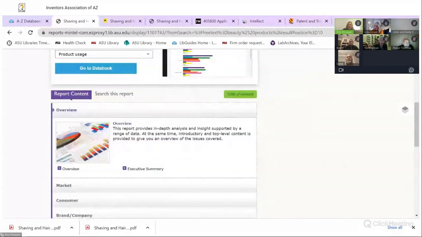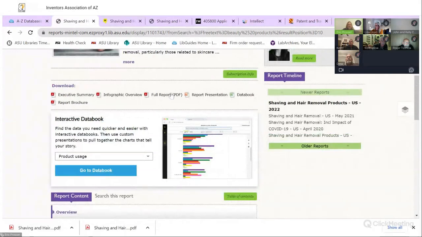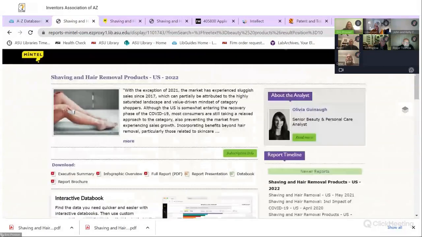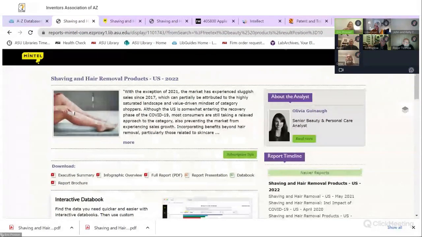You can get full reports on the industry. You can even get a little brochure if you wanted to hand something out. So the nice thing about Mintel is it has all of these little pre-packaged things that are nice for incorporating into presentations or using as graphics in a written presentation. Yeah, it is. It's amazing.